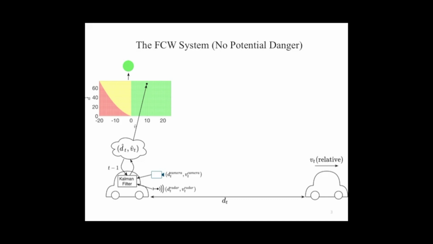In this first scenario, the leading car is moving away, and there is no potential danger. Thus, we see that the point corresponding to the current state estimation lies inside the green region, and the FCW produces green light.